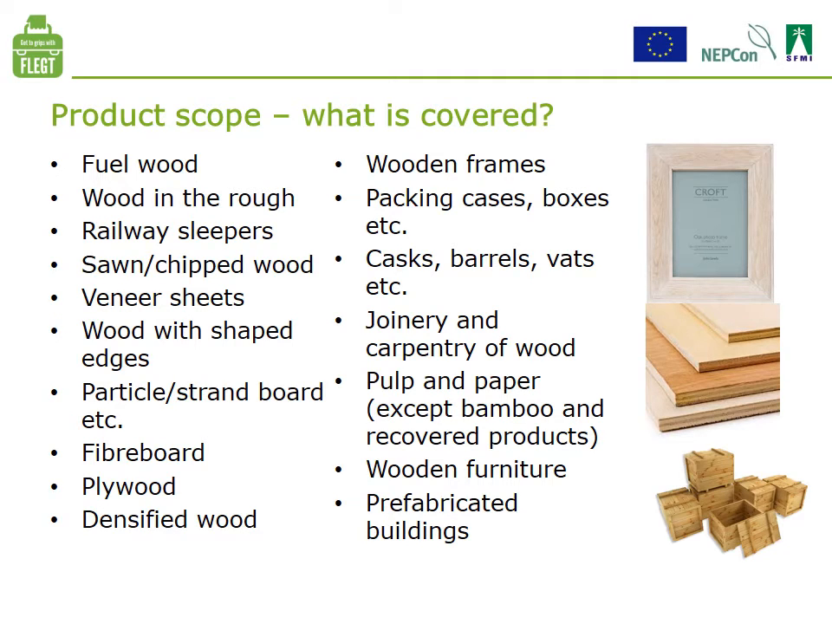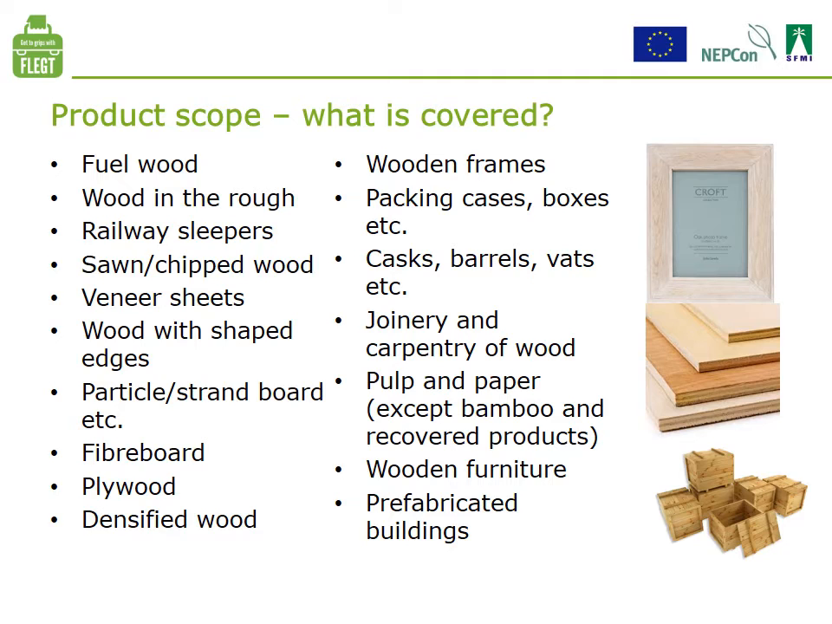Here we've listed the product types that are covered by the EU Timber Regulation. As you can see, there is a wide range all the way from raw products such as wood in the rough or fuel wood, through sawn wood and other solid products such as veneer sheets, plywood, and particle and strand board, to pulp and paper products.